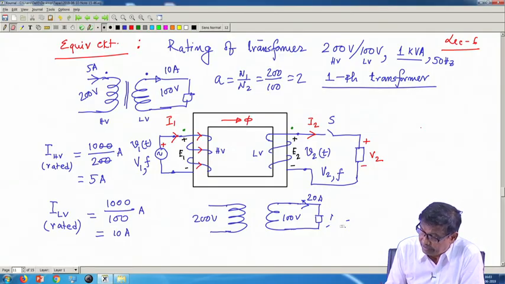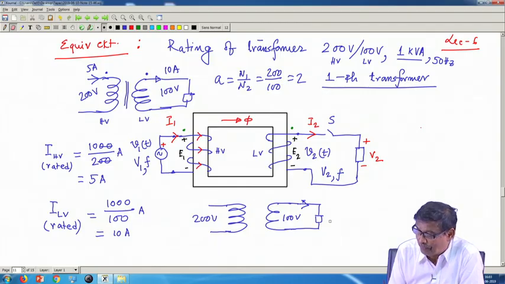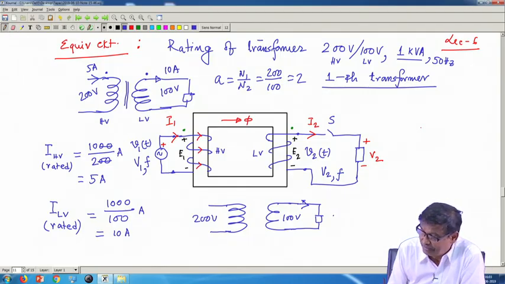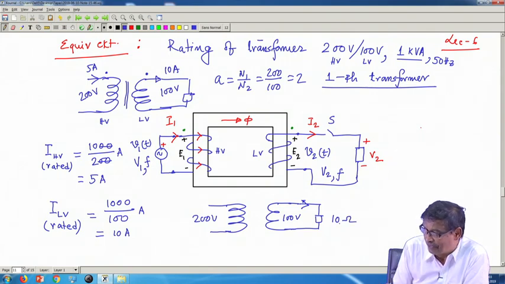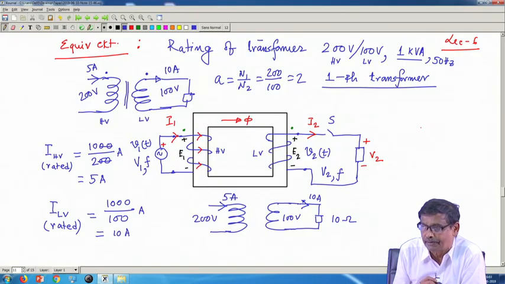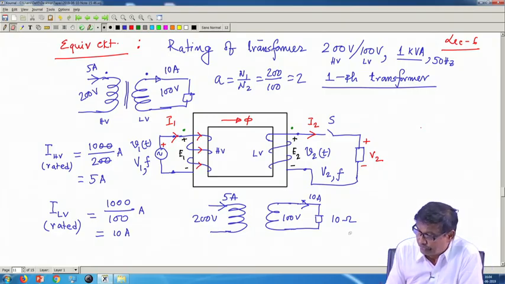Therefore, what is the minimum impedance you can connect? 100 by 10, that is 10 ohm. If you connect 10 ohm, fine, 10 ampere here. If it is 10 ampere, you be rest assured it will automatically be 5 ampere. These things I will do quickly, so that things go to your mind.